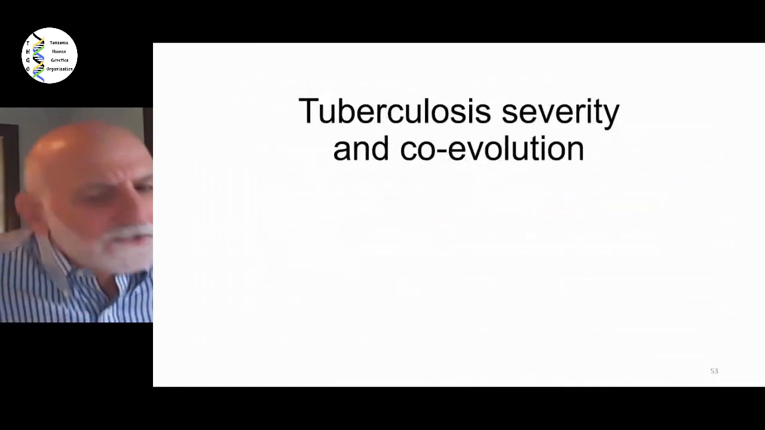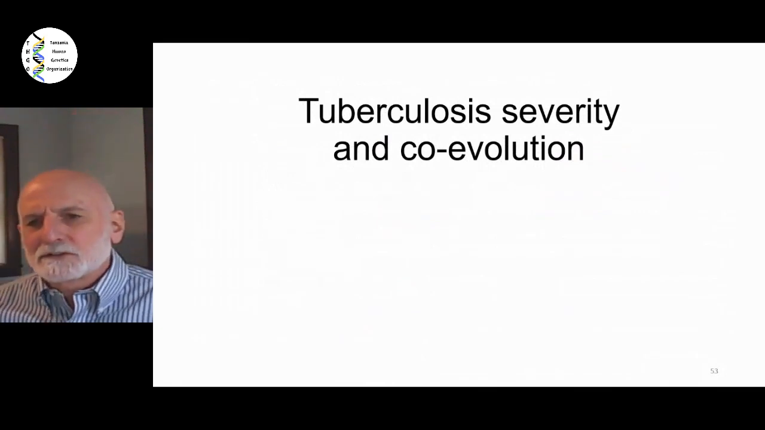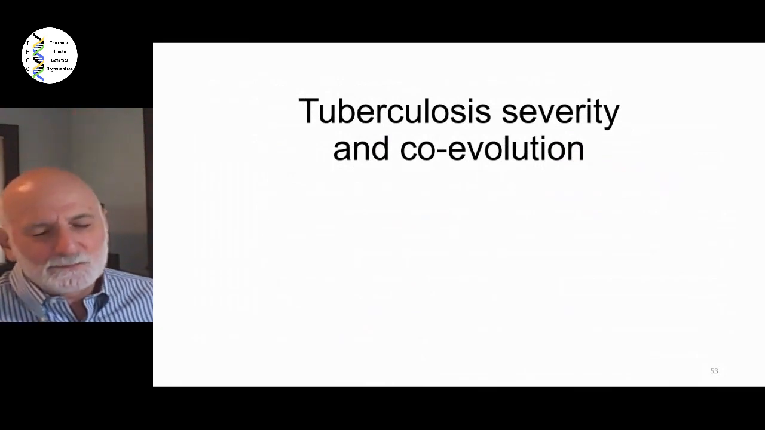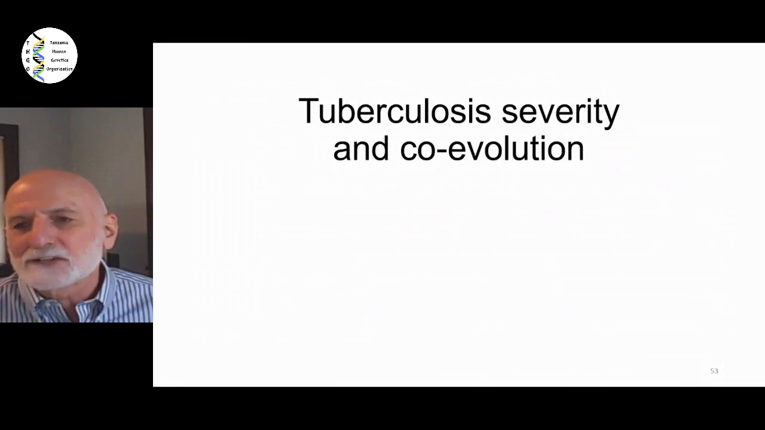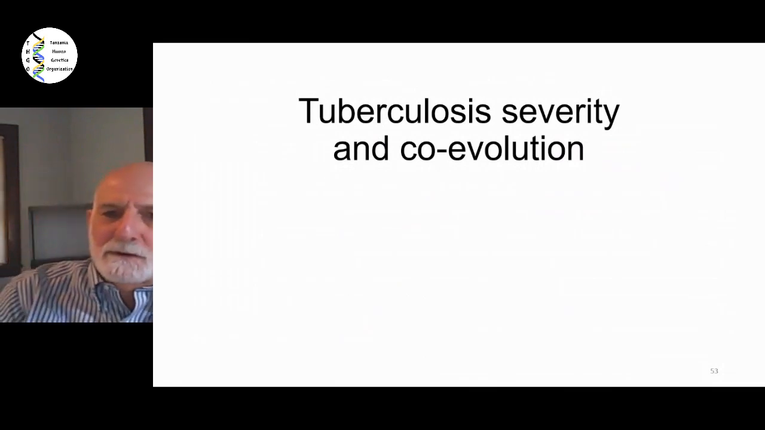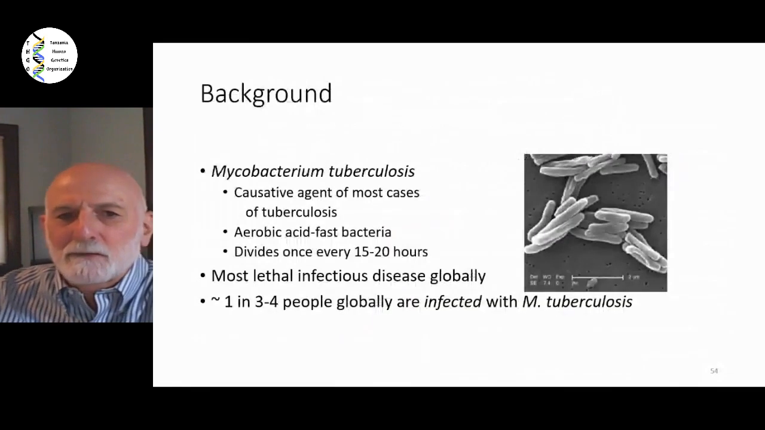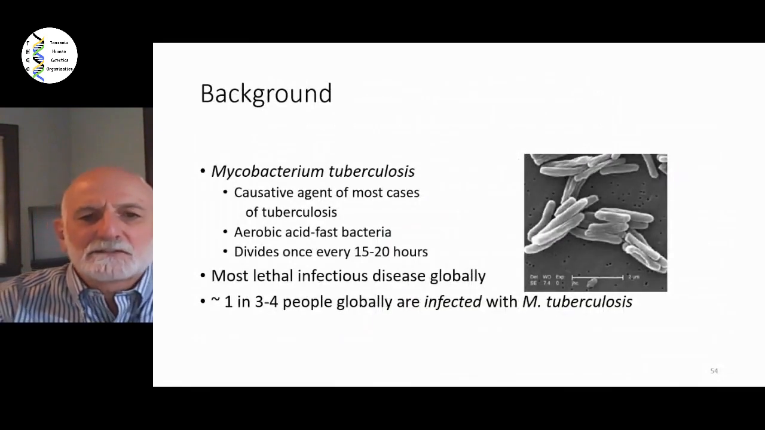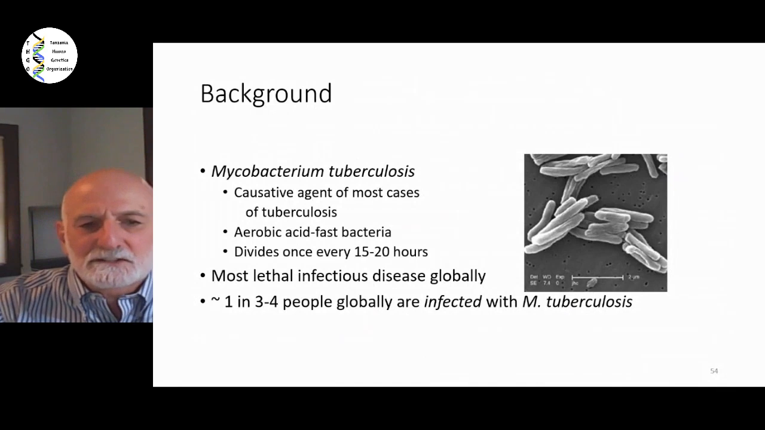Let me transition now to the second part of my talk. These are not the only two species with which we've co-evolved, but these are the ones I've been studying most intensively. So, Mycobacterium tuberculosis severity and coevolution. Mycobacterium tuberculosis is the causative agent of most cases of tuberculosis. It's an aerobic acid-fast bacterium. It divides relatively slowly. It's the most lethal infectious disease globally.